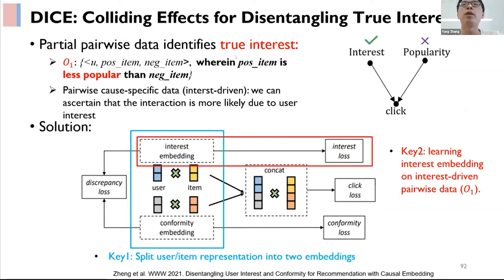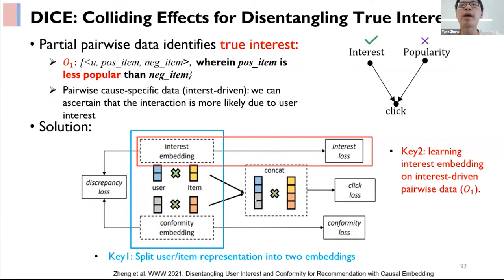Based on the mentioned property, the authors contrast a pairwise interest-driven data set denoted as O1, in which an instance contains a user, a positive item and a negative item. The positive item is less popular than the negative one. That means in this sense, the user preferring the positive item is more likely due to user interest.